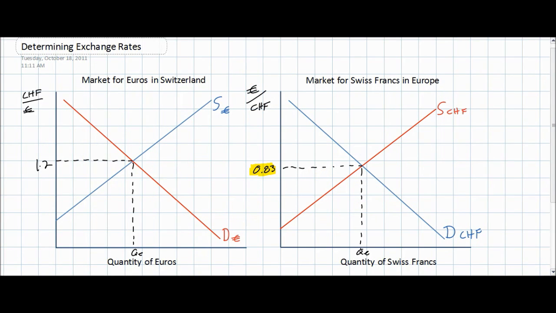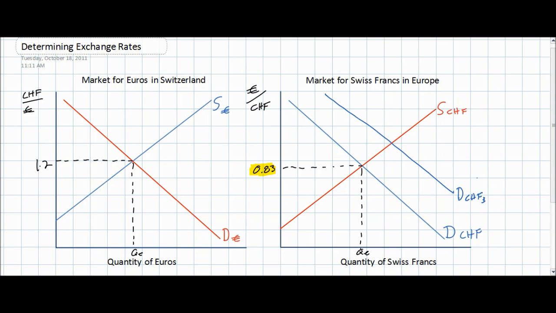So as we saw, an increase in the demand for euros causes the exchange rate of the euro to appreciate in terms of francs, and the exchange rate for the franc to depreciate in terms of euros. An increase in demand for euros corresponds with an increase in supply of francs. It would therefore hold that an increase in the demand for francs would correspond with an increase in the supply of euros. So let's consider what happens when Europeans demand more Swiss francs.